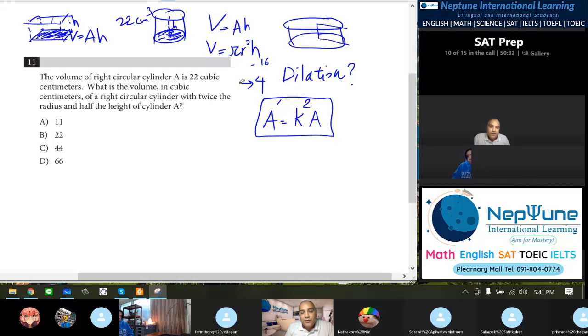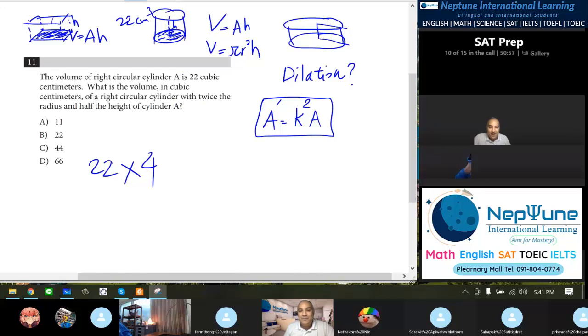The radius is going to be twice bigger. So the effect will be this 2 squared, the volume will be times 2 squared, not just twice. In other words, it will be 4 times bigger. If you make the radius 2 times bigger, the volume will be 4 times bigger.